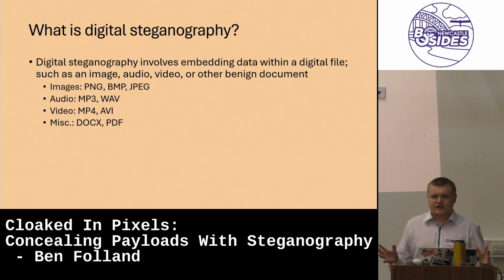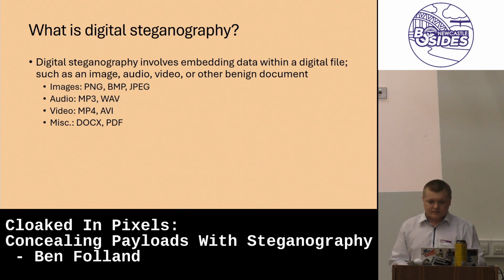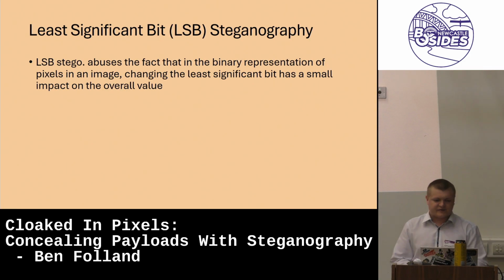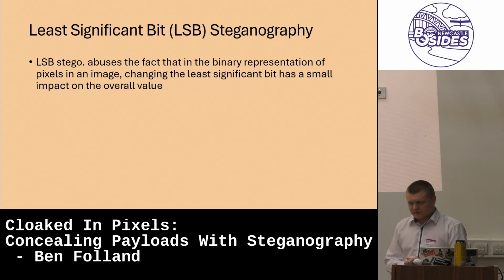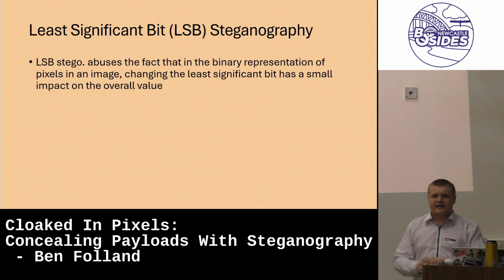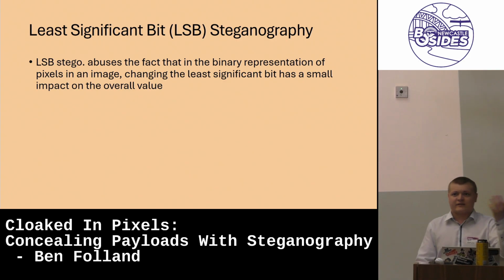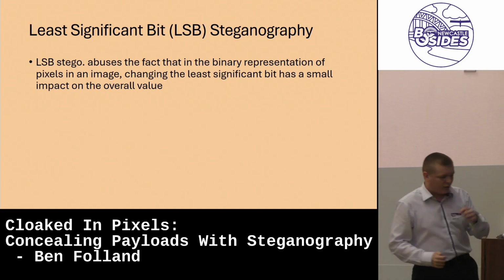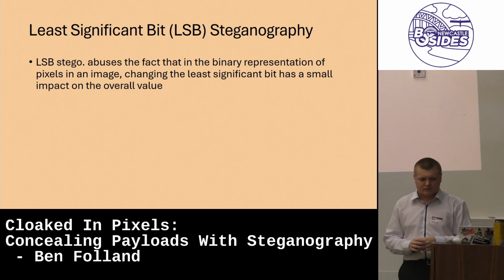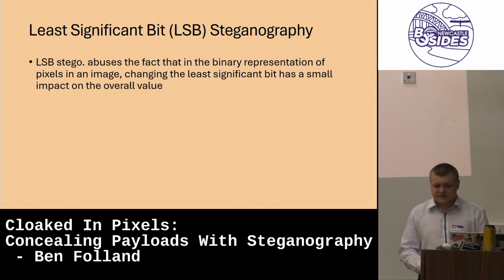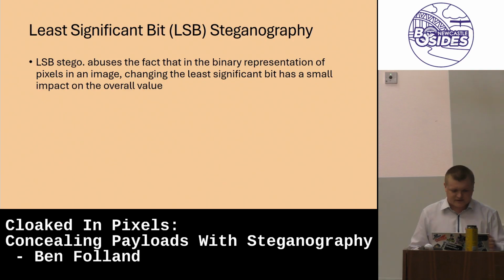How is steganography achieved? There are loads of different methods to perform steganography. For the remainder of this talk, I'm going to be talking about a single method, and that is least significant bit steganography. Least significant bit steganography abuses the fact that when you've got an image made up of pixels, and each pixel has color information stored in binary, if you change the least significant bit of that binary number, it has a small impact on the overall value. If that statement didn't make much sense, do not worry. This is a really important concept and we're going to go into a lot further detail so it's fully understood.